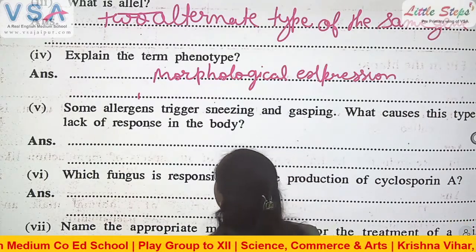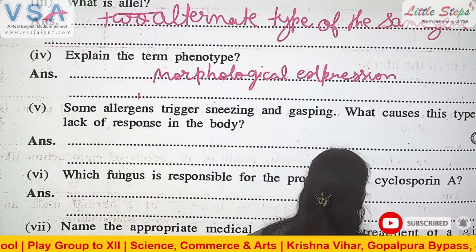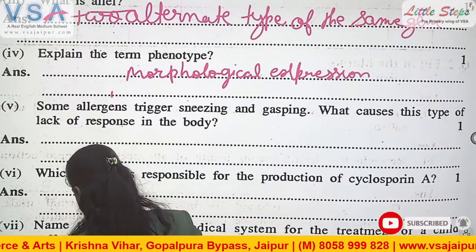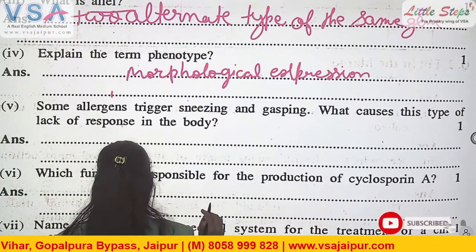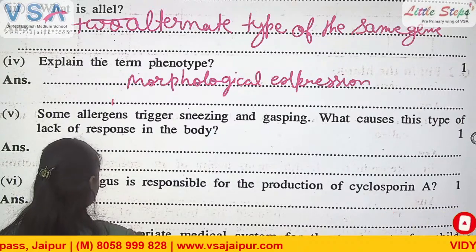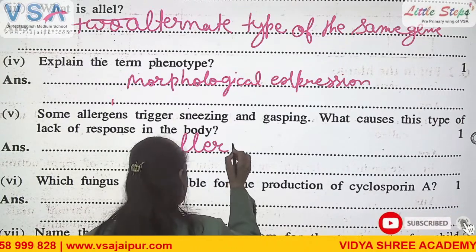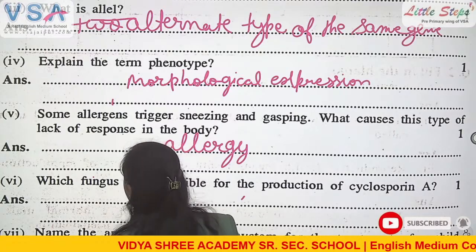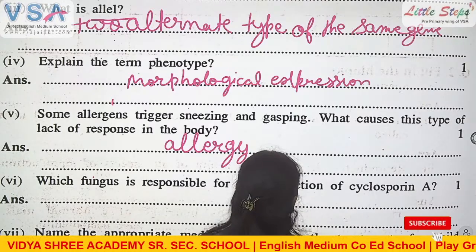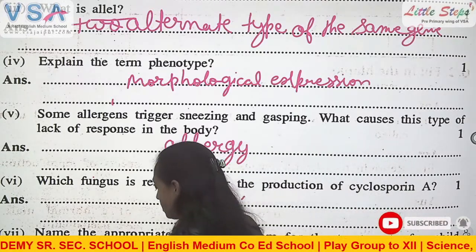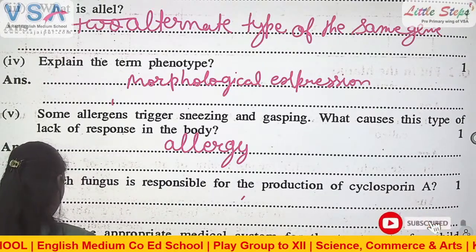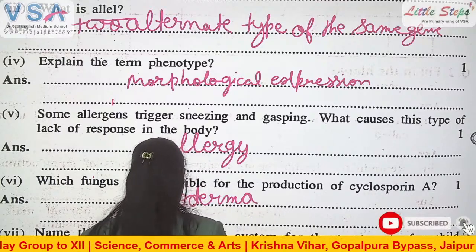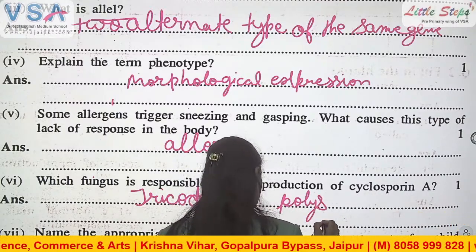Now, some allergens trigger sneezing and gasping. What causes this type of response in the body? तो कौन सा कॉल करता है? एलर्जी. तो दिस रिएक्शन बॉडी कॉल एलर्जी. Okay. Now, the next is, which fungus is responsible for the production of cyclosporin A? तो cyclosporin A के लिए कौन सा है फंगस? ट्राइकोडर्मा पॉलीस्पोरम.